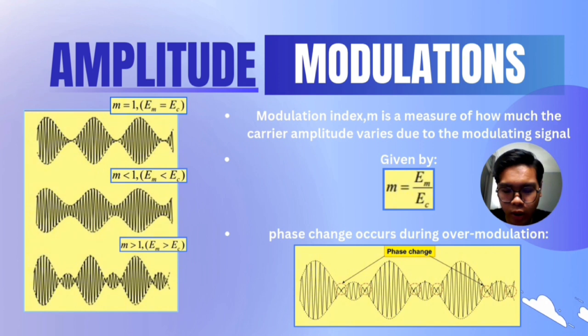When m is equal to 1, it is a critical modulation, where the carrier signal fully represents the modulating signal, and the carrier's amplitude reaches 0 at its lowest point. But when m is lower than 1, it is undermodulation, where the carrier signal is not fully utilized, resulting in a weaker transmitted signal. Furthermore, when m is greater than 1, overmodulation occurs, which causes overlapping and phase reversals in the waveform, and leads to distortion, making the original signal difficult to recover.